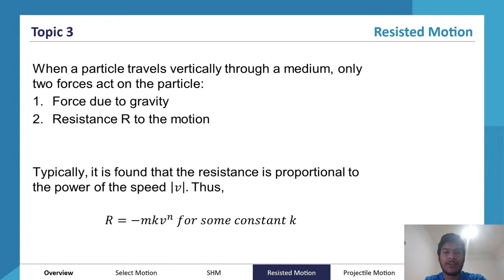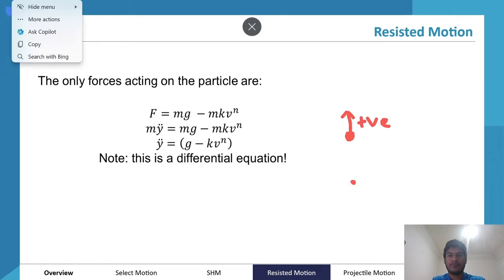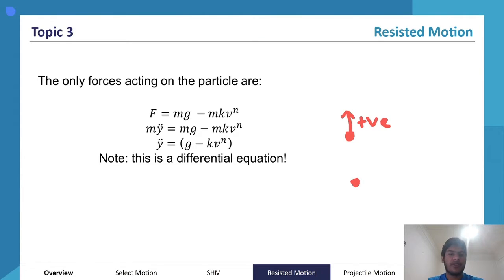But in the question they will definitely specify, so you don't have to come up with it yourself. The only forces acting on the particles are gravity and air resistance. So this is in the case of, again, upwards is positive. This is in the case of, if we take downwards as positive, my mistake.